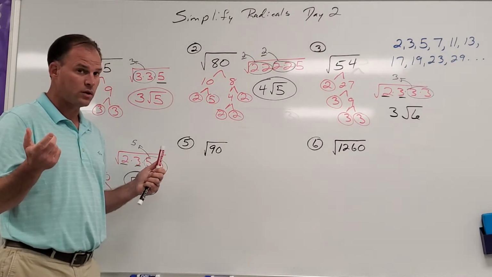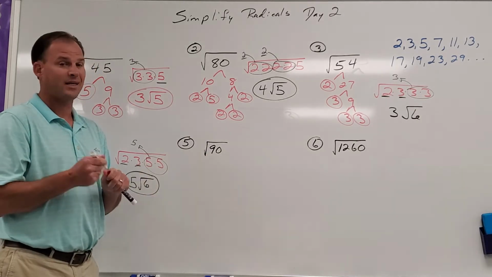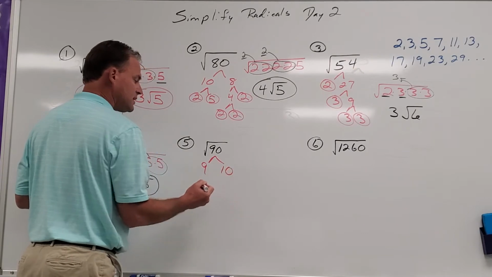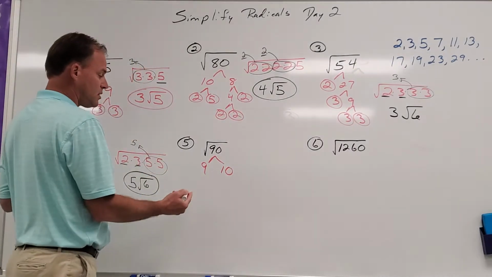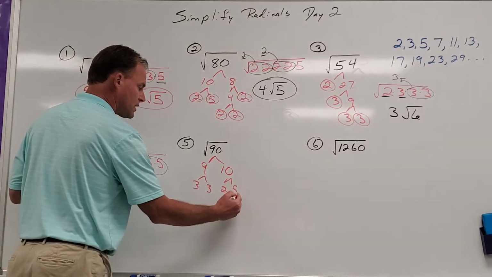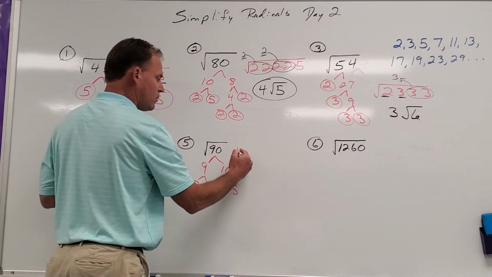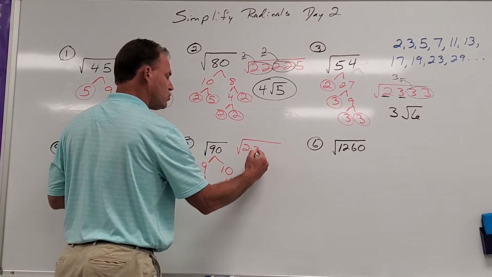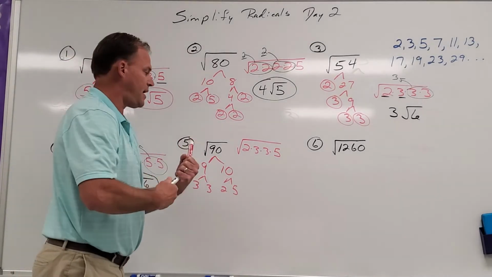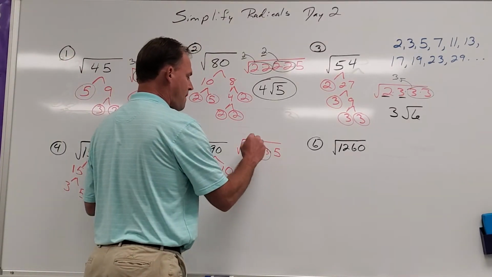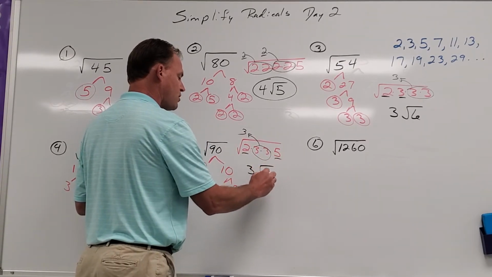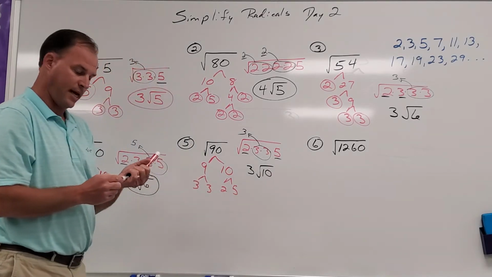Where are we going to start with this one? That's right, start with 10. 9 times 10. Well, from here, we've seen these numbers lots. 9 is 3 times 3. 10 is 2 times 5. So I'm going to write it out in order. 2 times 3 times 3 times 5. I find that pair of 3's. Makes 1 3 on the outside. Multiply those back together. 3 root 10.